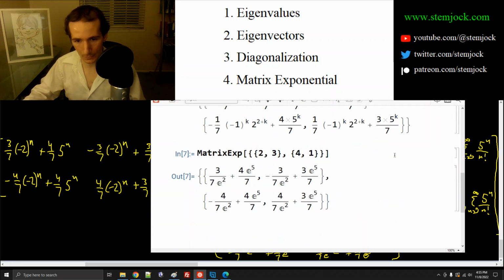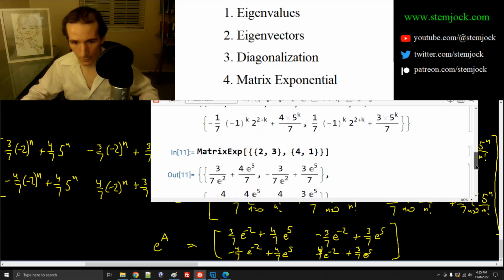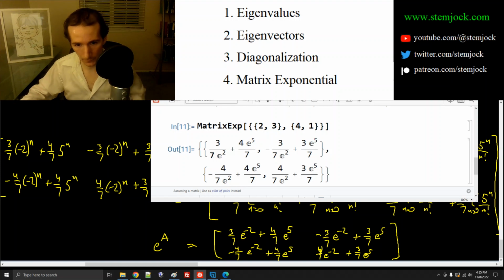And I can just double check. Matrix exponential of that matrix is, so we have 3/7 e to the power of negative 2 plus 4/7 e to the 5, yep. And now top right, we have negative 3/7 e to the power of negative 2 plus 3/7 e to the power of 5. Bottom left, we have negative 4/7 e to the power of negative 2 plus 4/7 e to the power of 5. And for the bottom right, we have 4/7 e to the power of negative 2 plus 3/7 e to the power of 5.